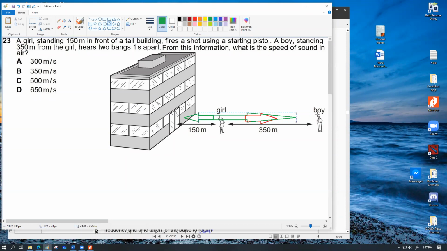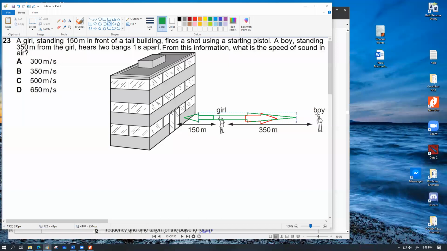Now, this is the part I really need you to understand. The red wave covers a total distance of 350 meters only to reach the boy, from the girl to the boy. But how much distance is covered by the green wave to reach from the girl to the boy? How much distance does the green wave cover? 500? 650. That 500 is meters, not 500. Oh no no, 650. Can everybody see the 650? It's going to go left 150, then it's going to go right 150 plus 350. So the total distance covered by the green wave would be 650 meters.